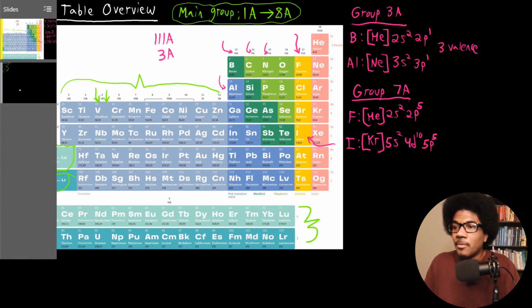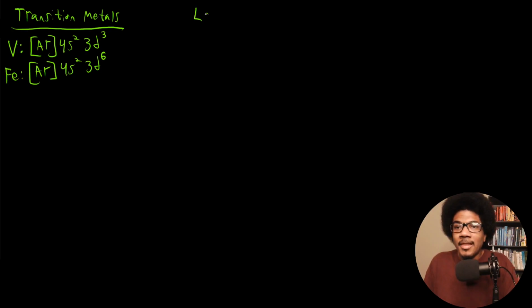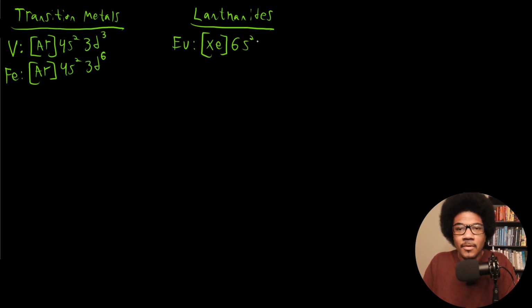So let's look at some examples, right? For the lanthanides, one of the lanthanides is europium, which has the chemical symbol Eu. Its electron configuration is xenon for its core electrons, 6s2, 4f7, right? So here we have valence 4f electrons. You have 9 valence electrons total, and 7 of those valence electrons are in the 4f subshell.